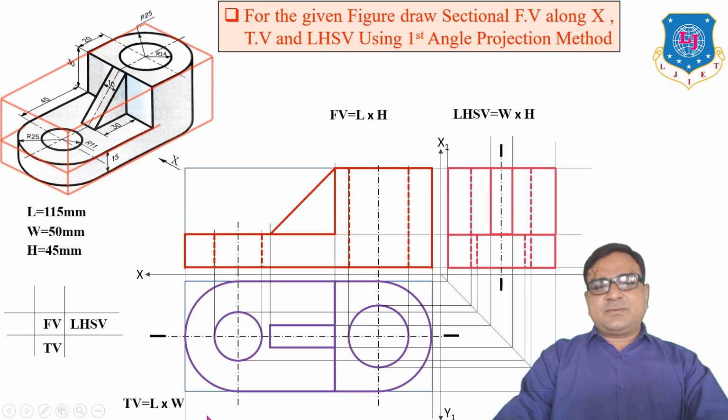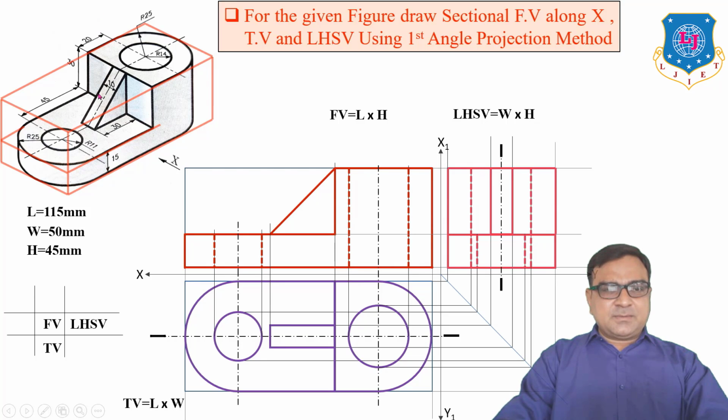Up to this we worked on orthographic projections. But if you want to draw the sectional front view, then whenever you observe the front view, at that time you have to cut the object with a plane which is passing through this line. And for every sectional front view we have to use a vertical cutting plane.